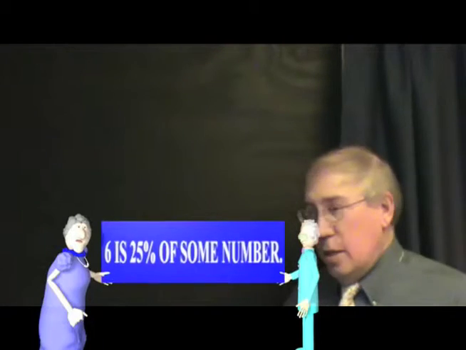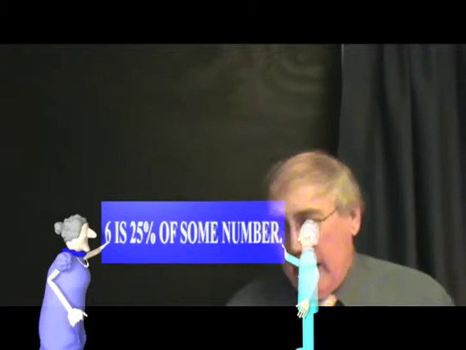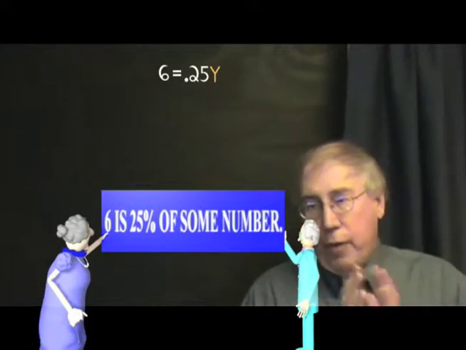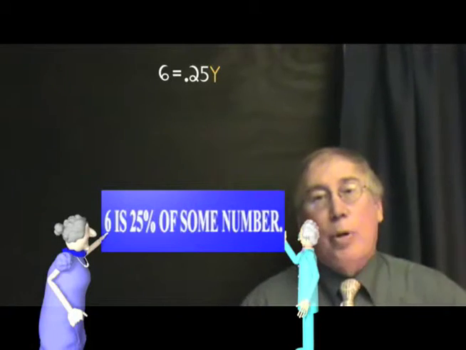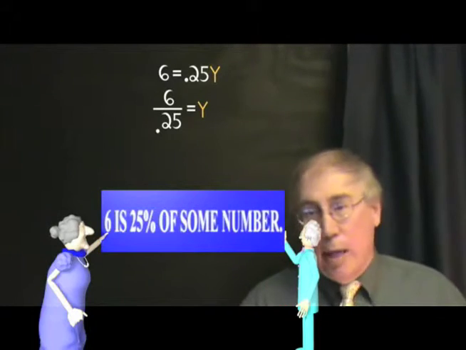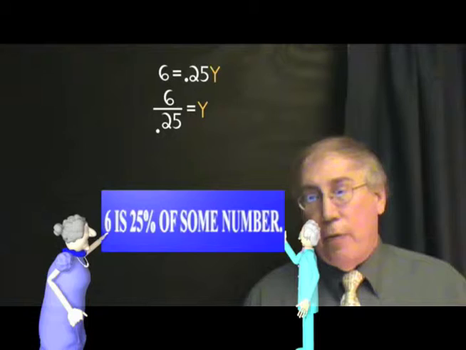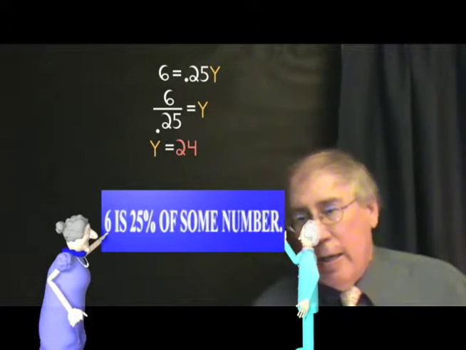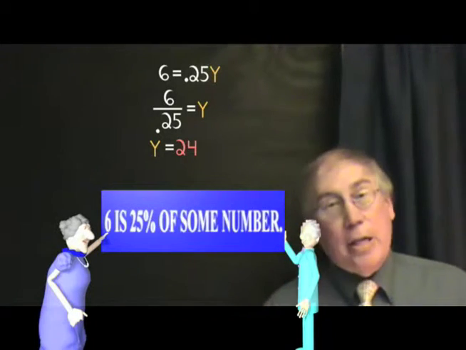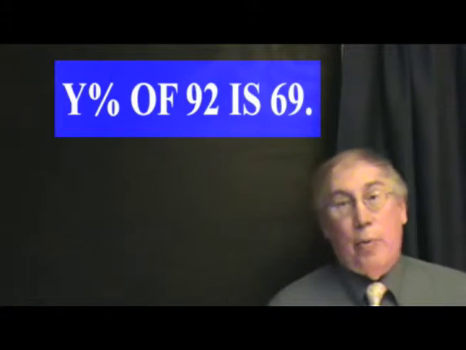Now, here's Professor Know-It-All and his wife, and they have the next version of this problem here. 6 is 25% of some number. So this time we're going after the number. So we can put 6, and then is will be equal, and 25% can be made to be 0.25, and then multiply that times y. And if you divide 0.25 into 6, you'll get 24. So I did this problem in three different ways.